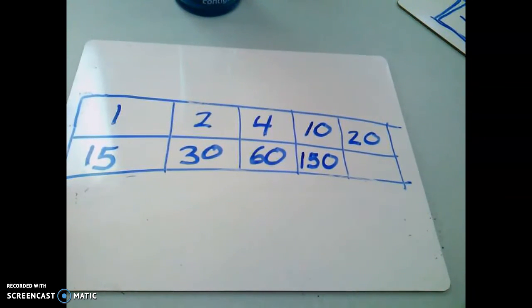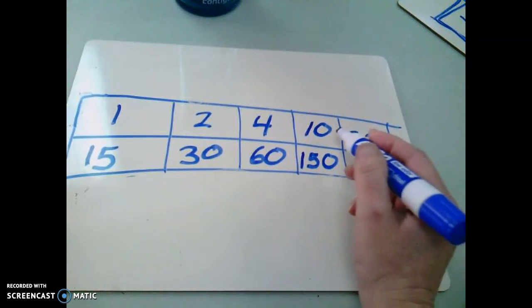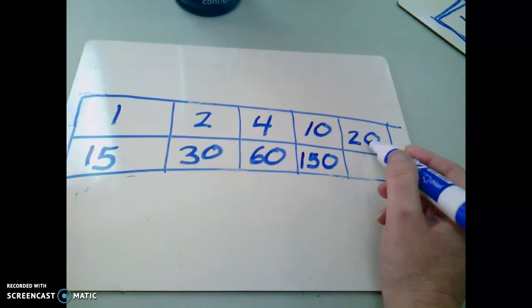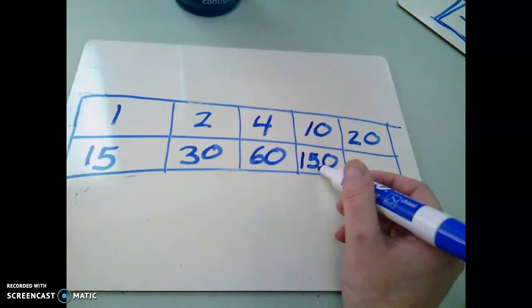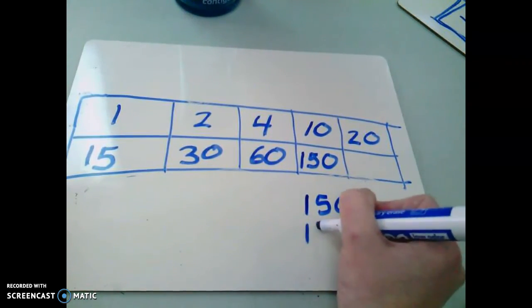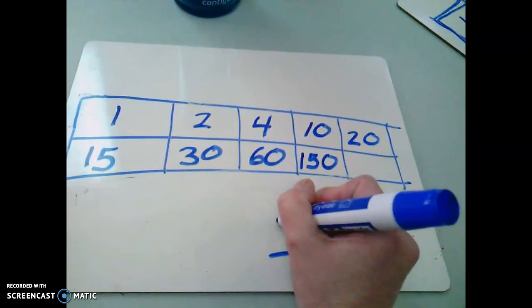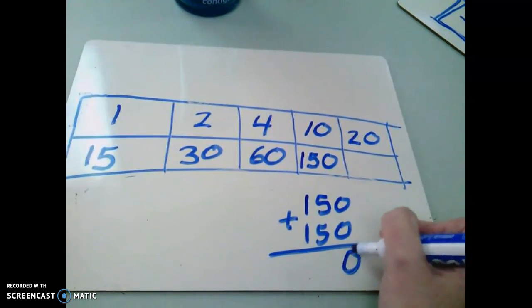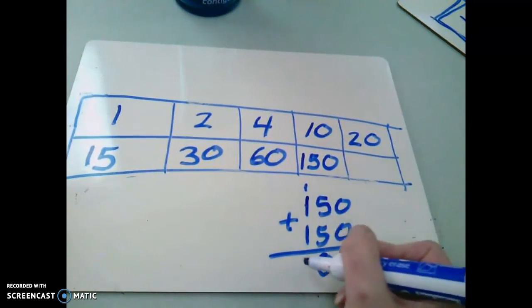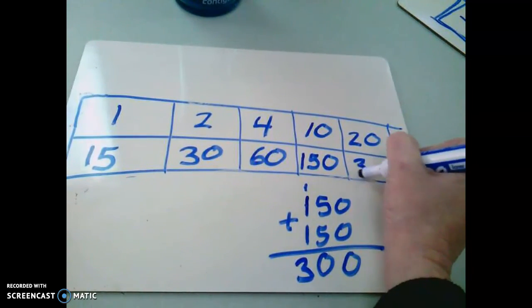Last one. So I also remember that if I double 10, 10 plus 10 is 20. So I'm going to be able to double this. So I could do 150 plus 150. And that's going to be 0, carry my 1, 1, 2, 3. 300.